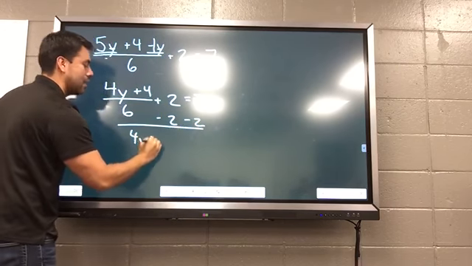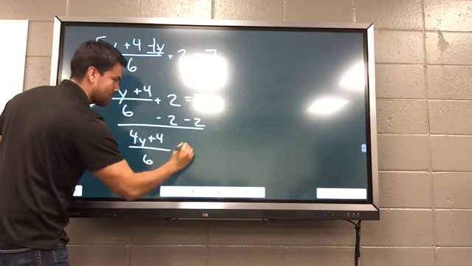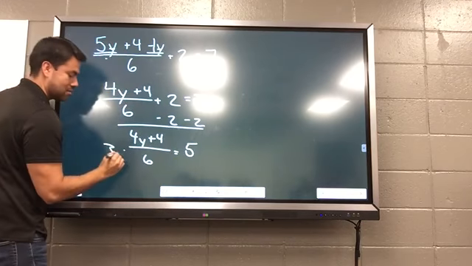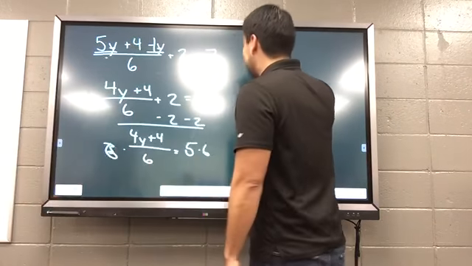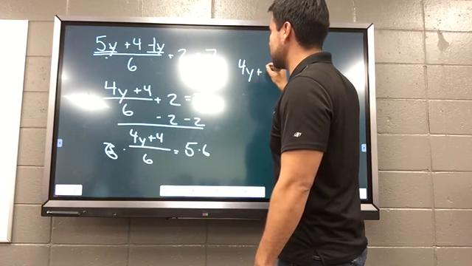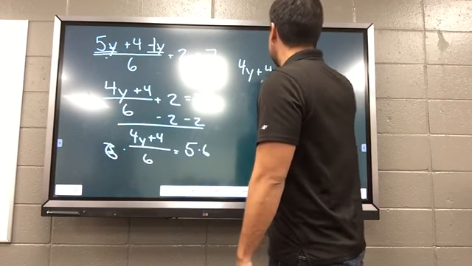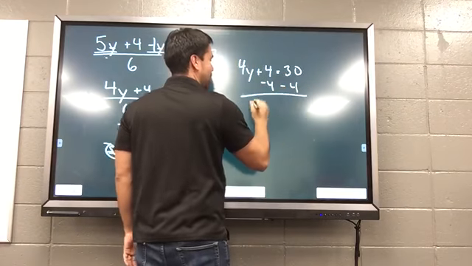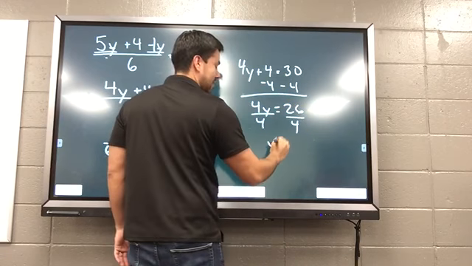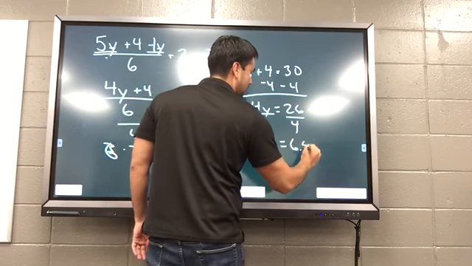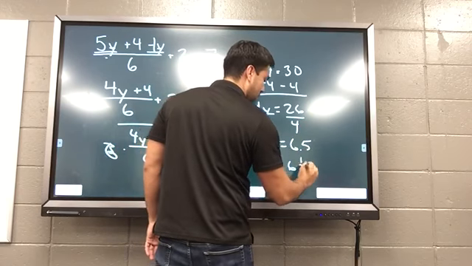I get 4y plus 4 divided by 6 equals 5. Then I multiply both sides by 6. And I get 4y plus 4 equals 30. Then I subtract 4. 4y equals 26. Then I divide both sides by 4. And then that's scary, but it is 6.5. Or 6 and a half. Either one works.